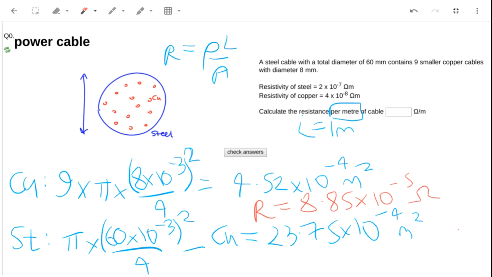And for the steel, it's the resistivity of steel, 2 times 10 to the minus 7, which isn't anything like the resistivity of steel, but anyway, and I'm going to divide that by 23.75 times 10 to the minus 4. So that's 8.42 times 10 to the minus 5.